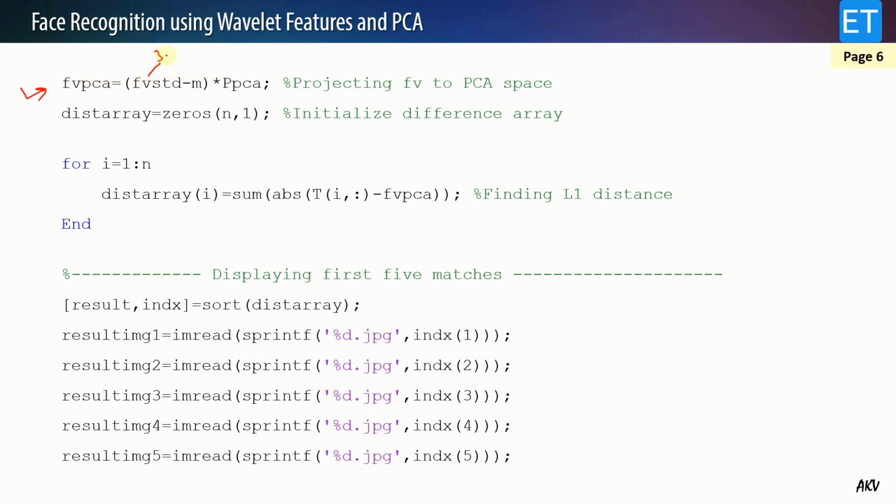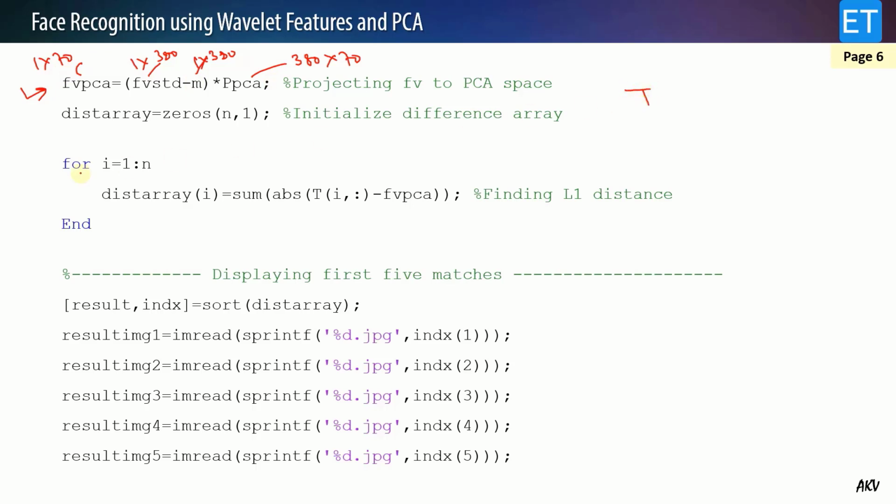So its size is 1 by 380, M is also 1 by 380, and PPCA is 380 by 70. So obviously FVPCA you will get is 1 by 70, right? This is your input query image, now converted into a 70 point feature vector. This 70 point feature vector will be compared with all the previously stored 800 such feature vectors in the matrix T.